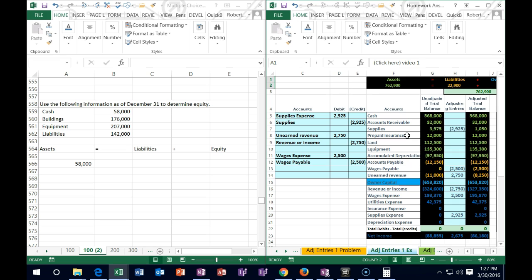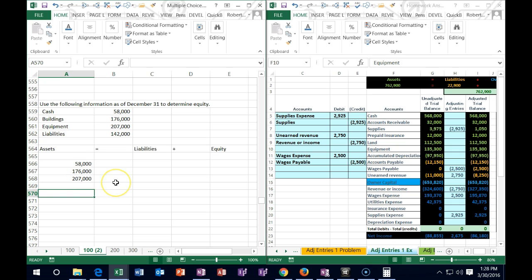You might want to just go through some of your example problems and see if some of the trial balance has more of the accounts that you're looking for. This one doesn't have a building, but it does have equipment here, and those are both assets. So they're up here in the green area again. Building's an asset, equipment's an asset. So I'm going to put that up here, 176, 207,000, and I'm just going to add those up now.